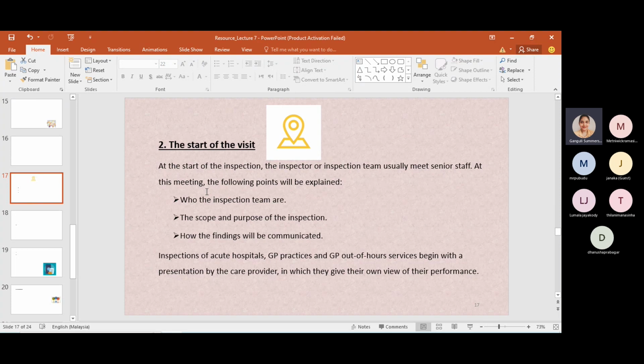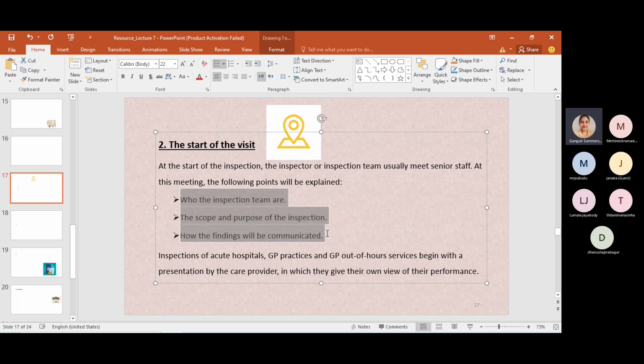Okay, so at the start of the inspection, the inspector or the inspection team meet the senior staff of the workplace that they are going to inspect. So the inspection team or the inspector will meet the senior staff of that workplace. During this meeting, the inspection team will explain these points to the senior staff members of the workplace.